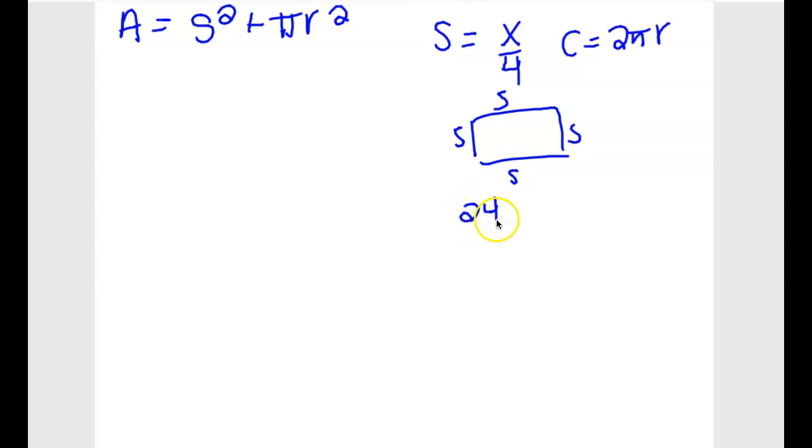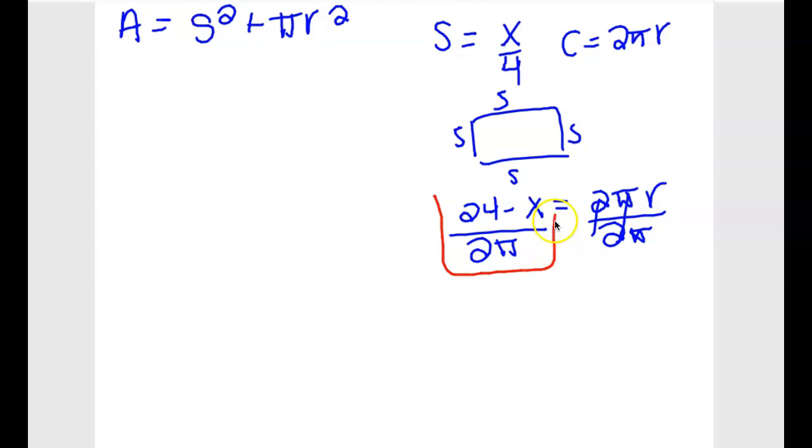So this would be 24 minus x equals 2 pi r. Therefore, r is 24 minus x over 2 pi. So you had it, you just had to add back in tiny pieces. Now you're going to take the derivative. You're going to take this piece and replace it for r, and this piece and replace it for s.